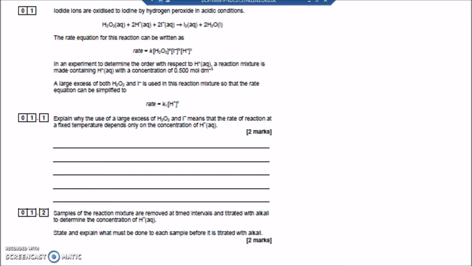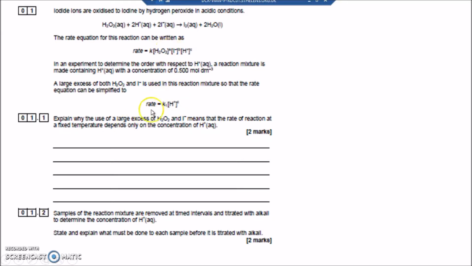So we've got iodide ions reacting with hydrogen peroxide and with H+ ions. The rate equals the rate constant multiplied by the concentration of hydrogen peroxide, multiplied by the concentration of iodide ions to the power 2, multiplied by the concentration of H+ to the power 2. So a large excess of H2O2 and iodide is used so that the rate of reaction is only affected by H+.